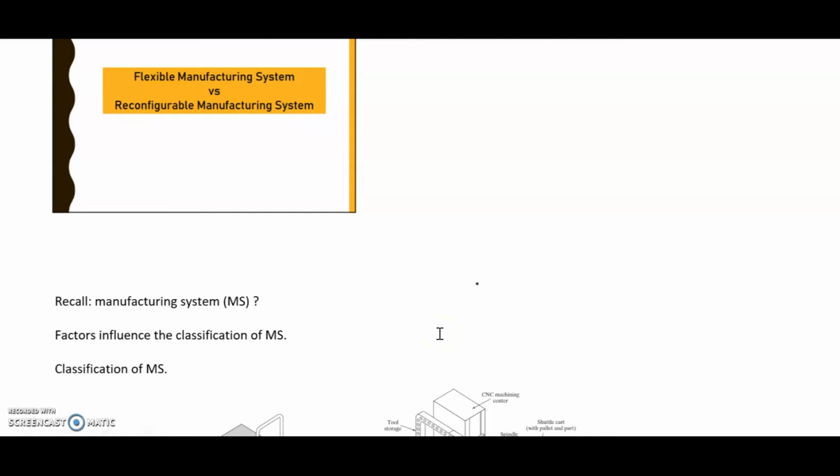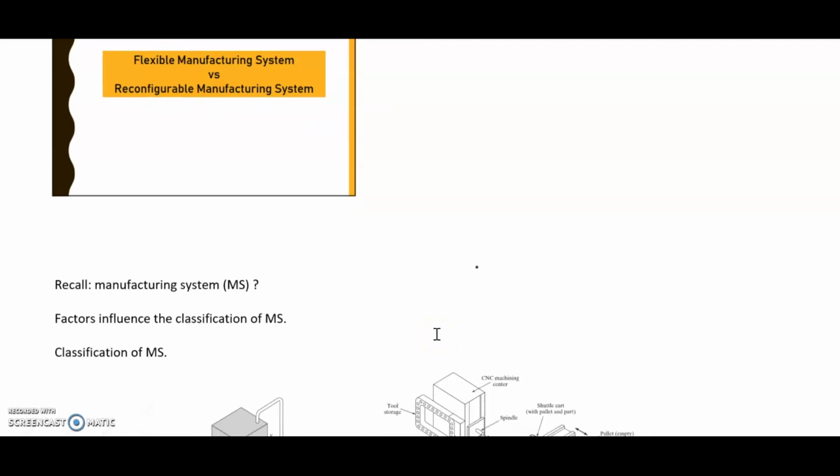Another factor is system flexibility. How does the system react or respond, or cope with a certain level of variation in the part or products without interruption in the production? Whether it can quickly change the operating instruction, or can it quickly change the physical setup. So these are the different levels of flexibility. Those factors influence the classification of manufacturing systems.